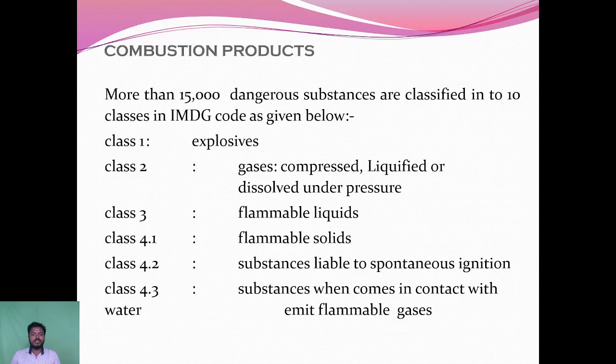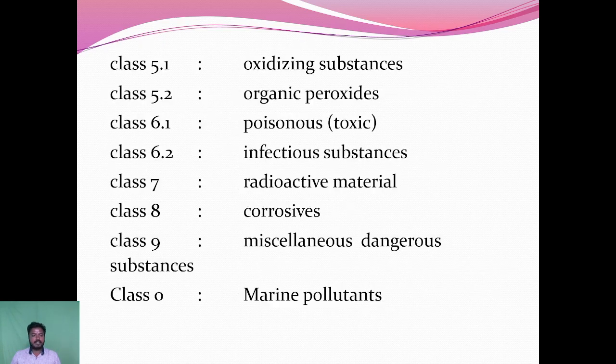More than 15,000 dangerous substances are classified into 10 classes in the IMDG code, as given below. Class 1 is explosives. Class 2 is gases, compressed, liquefied or dissolved under pressure. Class 3, flammable liquids. Class 4 has subdivisions: 4.1, flammable solids; 4.2, substances liable to spontaneous ignition; 4.3, substances which in contact with water emit flammable gases.